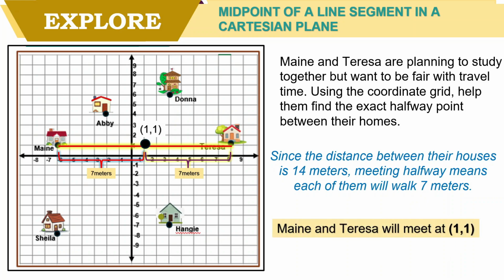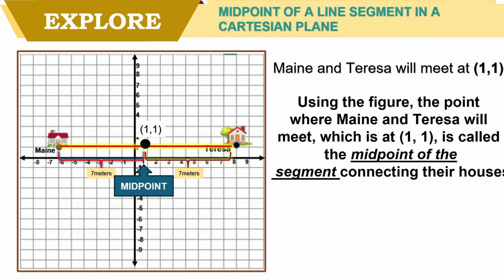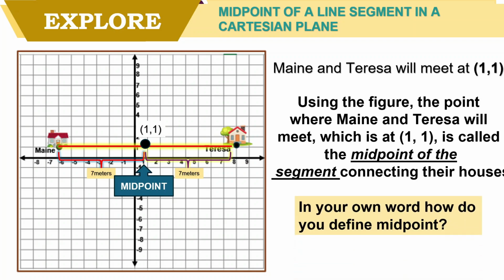Therefore, Main and Teresa will meet at 1, 1 on our Cartesian plane. That point is what we call the midpoint. Using the figure, the point where Main and Teresa will meet, which is at 1, 1, is called the midpoint of the segment connecting their houses. Think about this question. In your own words, how do you define midpoint?